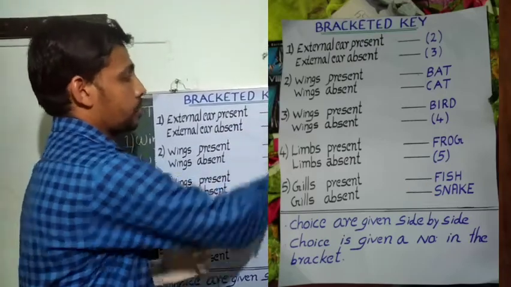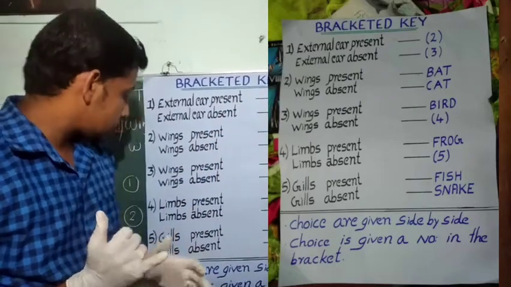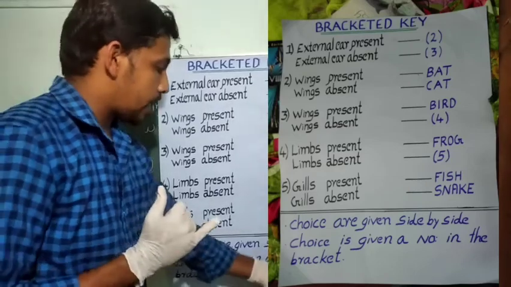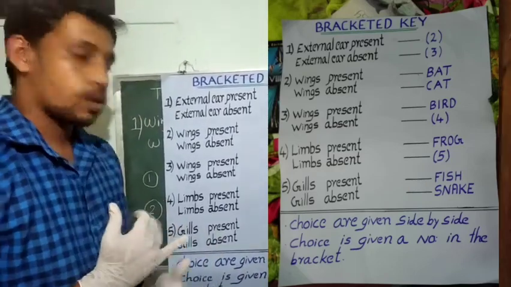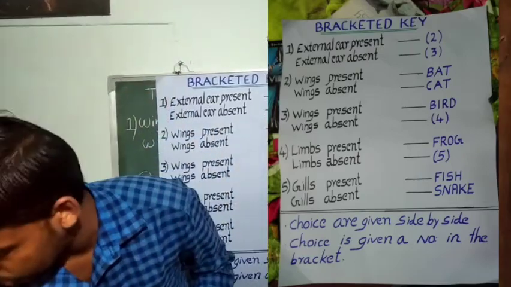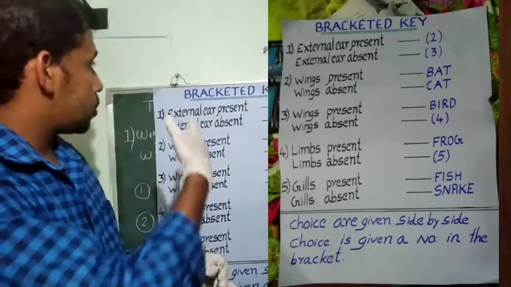You can see a bracket here. So hence the name: bracketed key. Here choices are given side by side, and each choice is given a number in the bracket. So by using this one also we can easily identify this animal. This fish can be easily identified by using this key also.